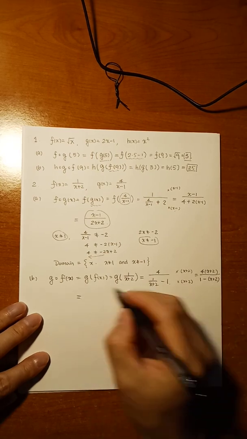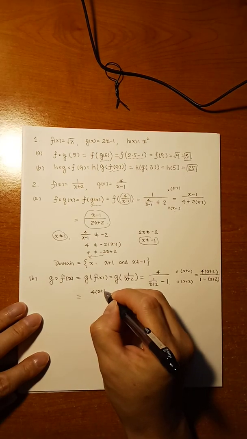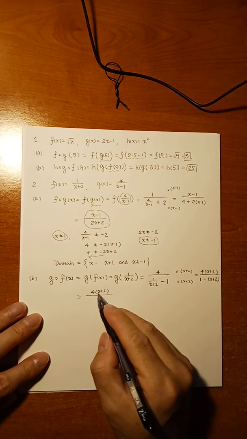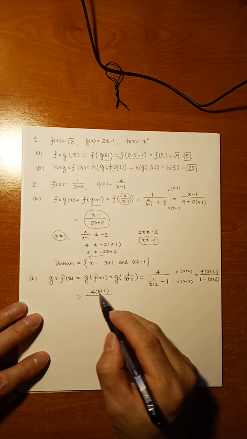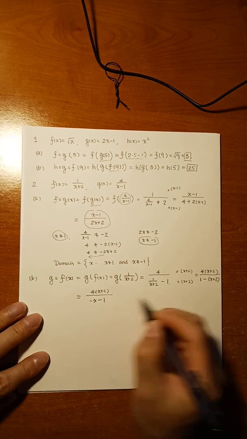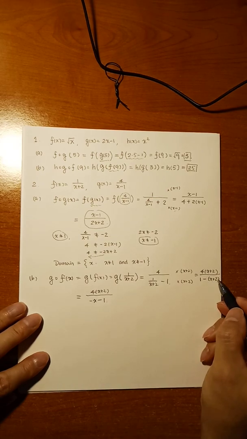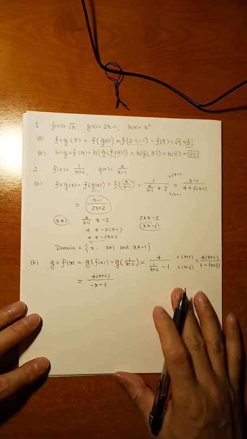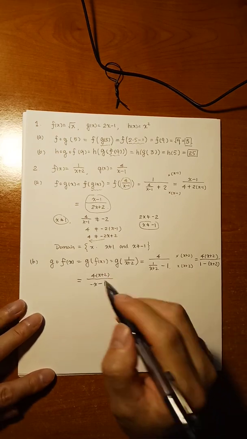All right, so it's 4x plus 2. You don't have to multiply it. If you multiply it out, it is going to be 4x plus 8. Here is a negative x and minus 1. Negative x minus 2 plus 1 is minus 1. Okay, this is a formula. And what is the domain?